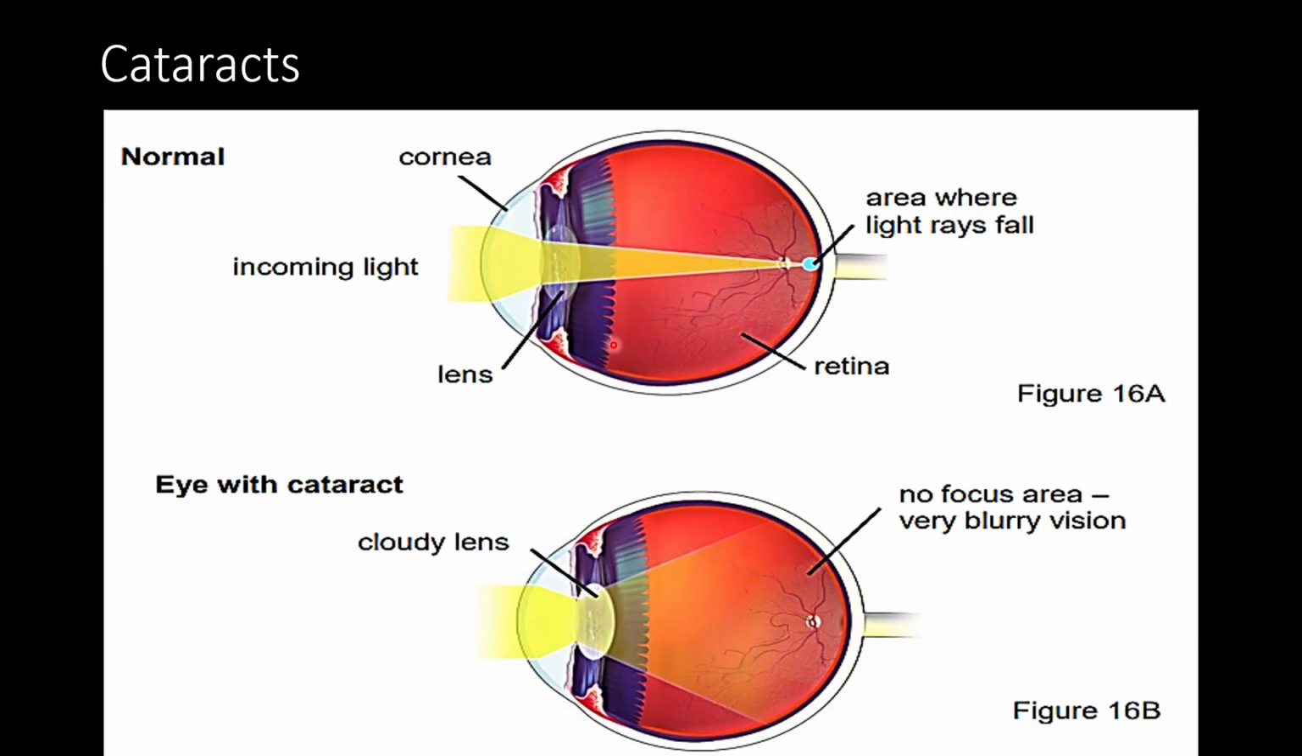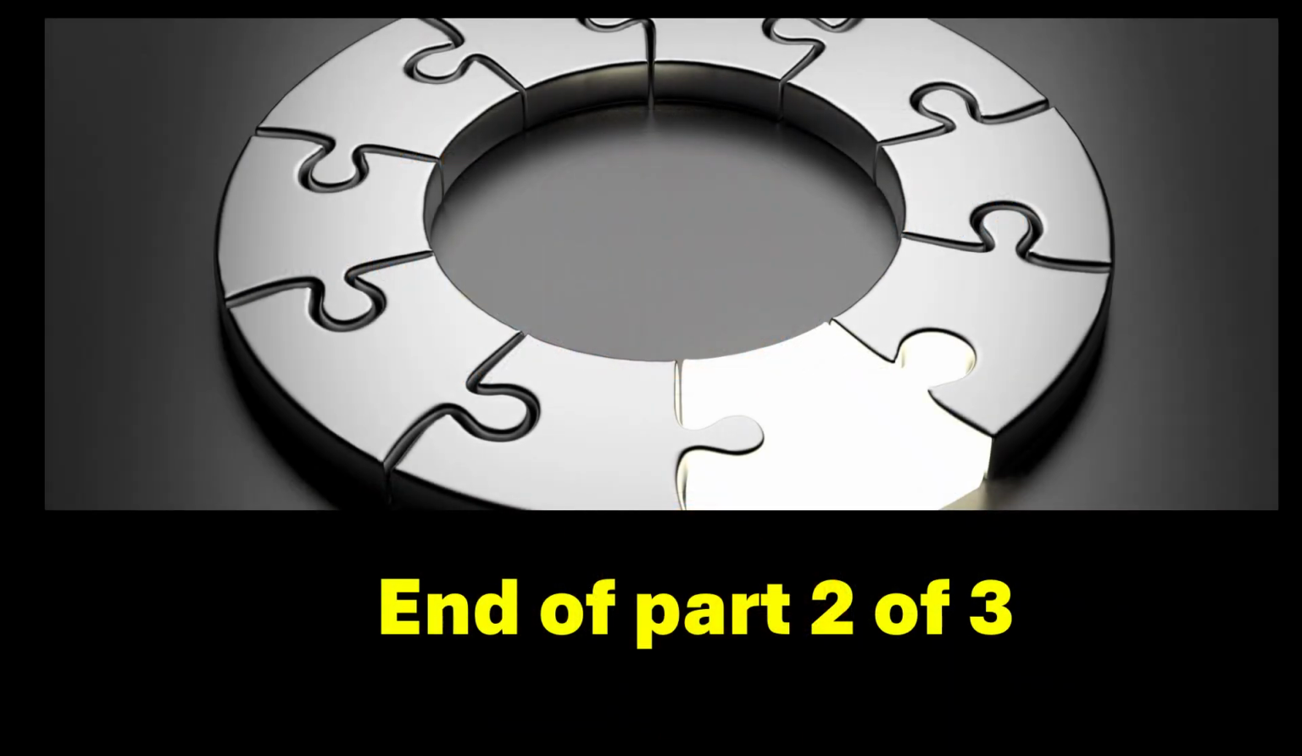All right, so for a cataract person, this is a normal person with a transparent lens. This is a person with a cloudy lens. So using surgery, it can be corrected. For this person, there is no focal area, and the image becomes very blurry. So that is a basic presentation on the parts of the human eye.